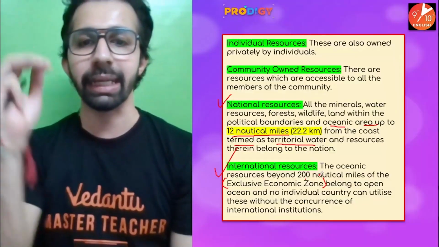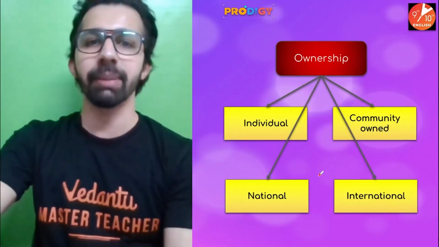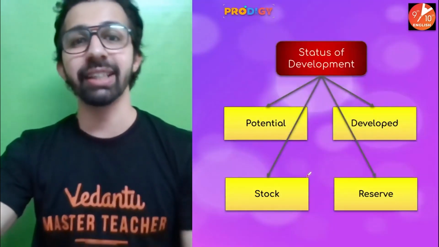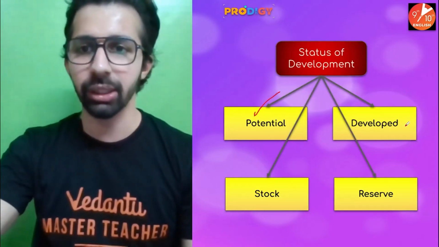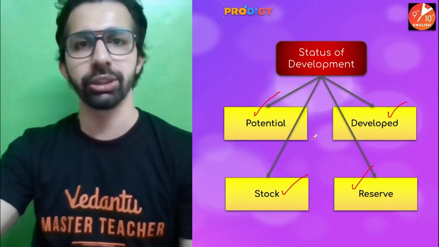So that comes under international resources. All right. So this was a classification on the basis of ownership. The third one, on the basis of status of development, we have potential, developed, stock, and reserve. So let's see what is potential.